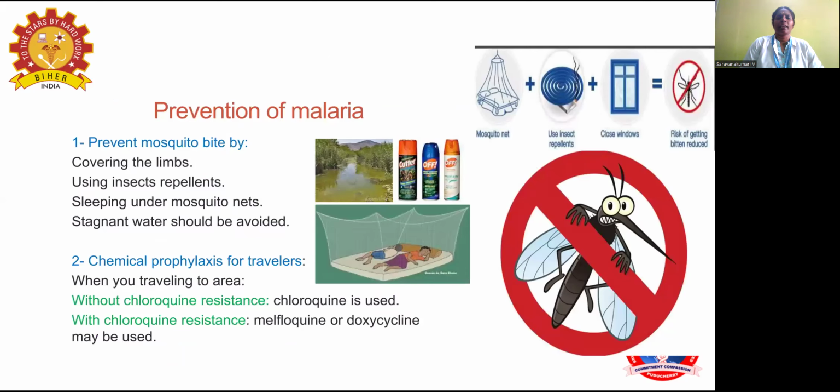So finally, we end up with the prevention of malaria. First we have to prevent the mosquito bite by covering our limbs, using repellents, coils, and sleeping under a net, and avoiding stagnation of water. Chemical prophylaxis can be given to travelers to endemic places. If it is chloroquine sensitive, then you can use chloroquine as a drug. If it is chloroquine resistant, then you can go for mefloquine or doxycycline.